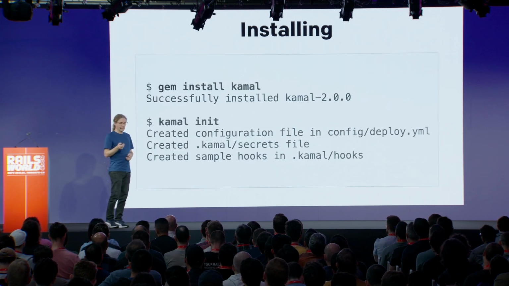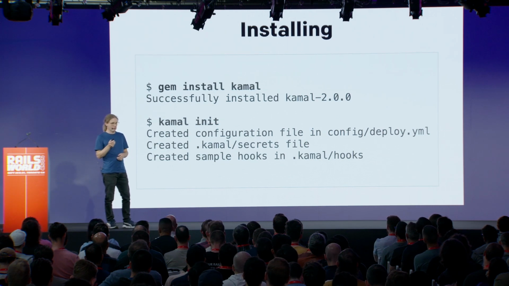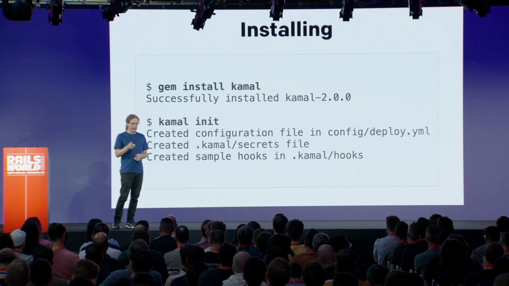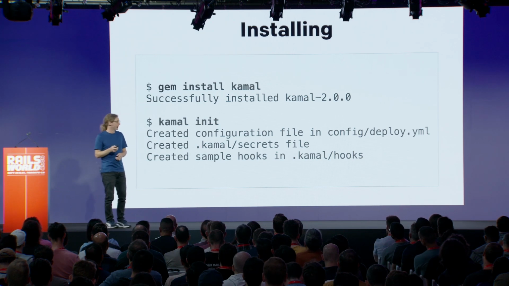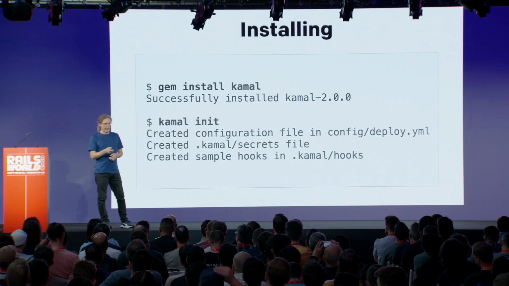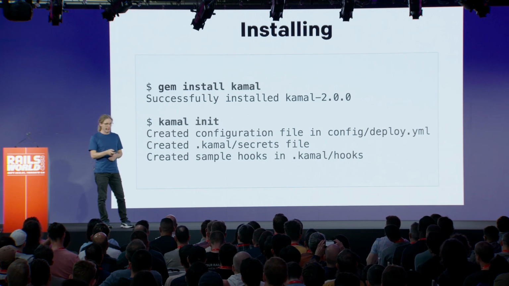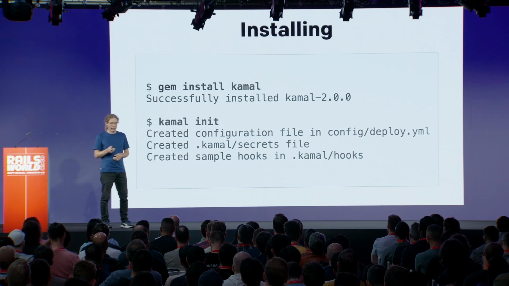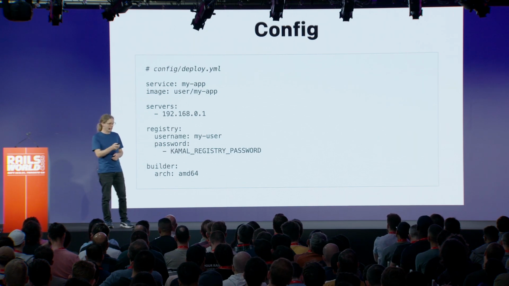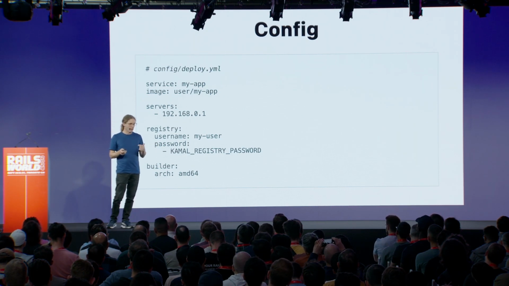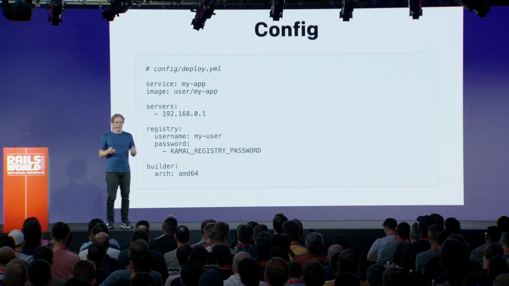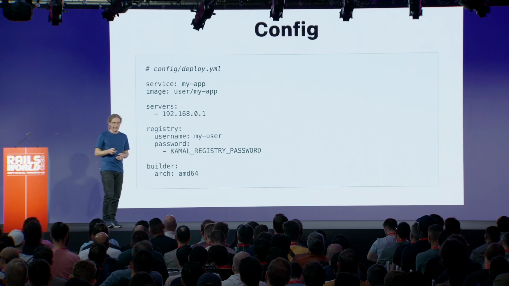Otherwise, if you want to try it out on an existing application, you can install the gem, or you can put it in your bundle. So you do that, and then run Kamal init, which will create a bunch of files. The main one here being config deploy.yaml. So we saw that earlier, but this is kind of the minimal version you need: servers you're deploying to, details on your registry, and what architecture you want to build for.